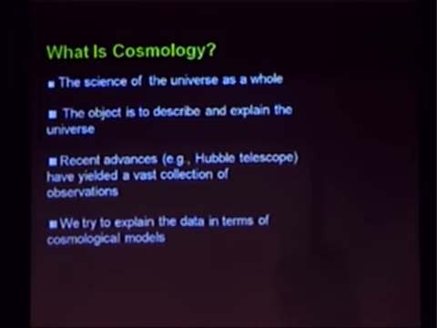And what we try to do in cosmology is to explain the data in terms of cosmological models. Now, a model is basically a set of mathematical equations, if you like, with which we try to represent reality, or at least a simplification of it. So in cosmology, we forget about people, we forget about life, and basically we're dealing primarily with matter and energy and how these then form stars, galaxies, and planets.